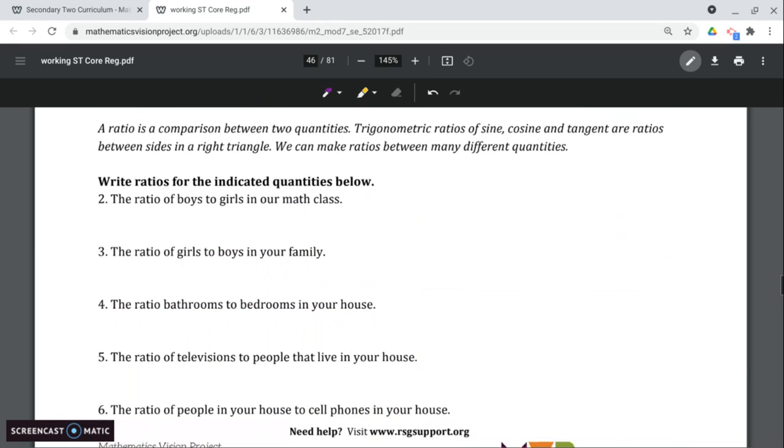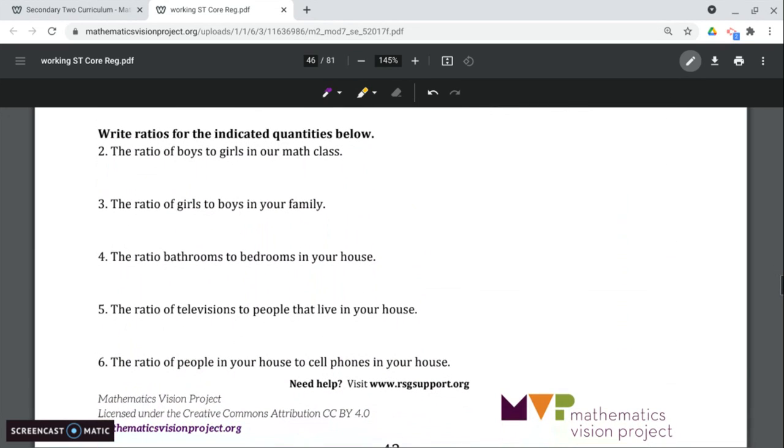All right, this next section, we are writing ratios. So we are looking at writing a ratio of how many boys there are to girls in our math class. Depending on which day you are, there's a different amount, but we are just writing what that ratio is. So, ratio of bathrooms to bedrooms in your house. I have 2 bathrooms and 2 bedrooms, so my ratio is 2 to 2.